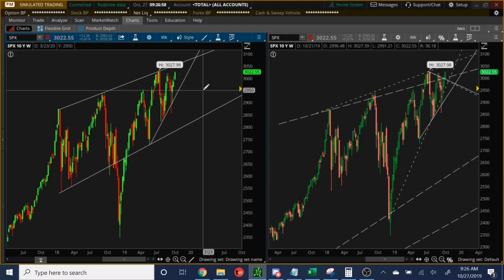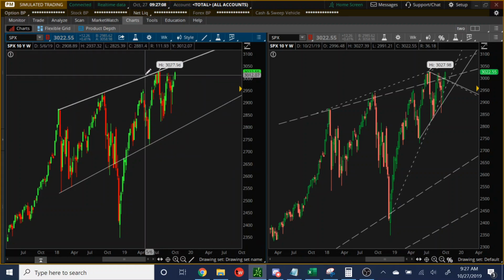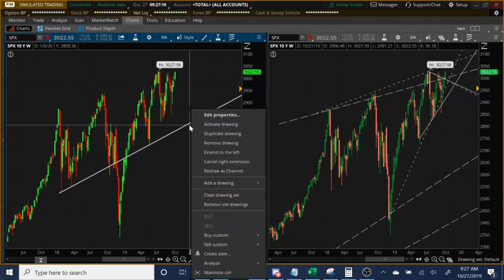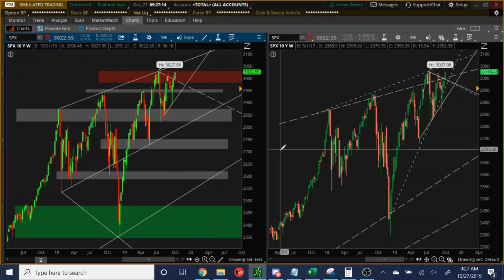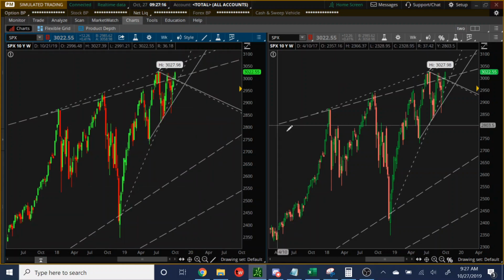But I'm going to show you why it's actually very important to draw them a very specific way, this way that I actually have done on the right here. So I'm going to go ahead and show you how I do that and why it's important. So I'll switch over here. Excuse me. There we go.